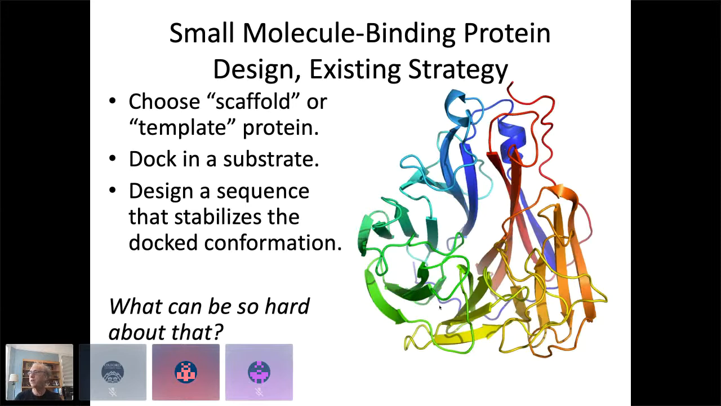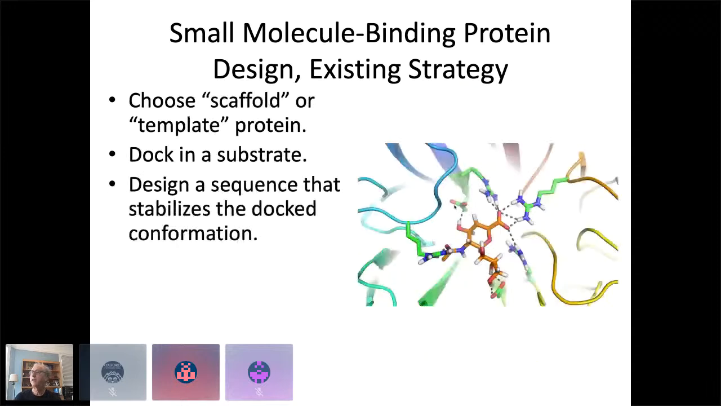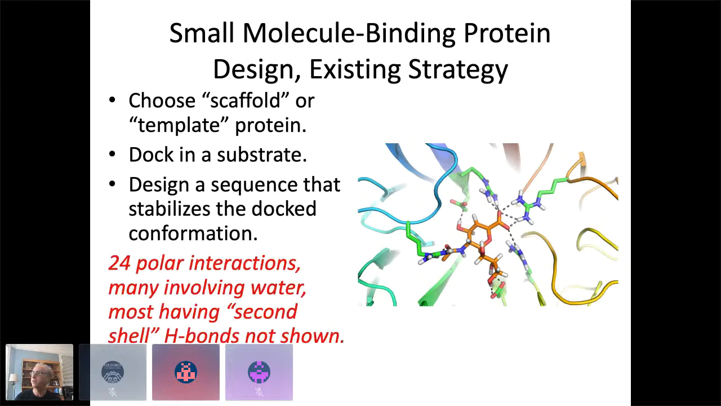So how does one generally go about binding ligands in proteins? Well, you first have to choose a scaffold. Many are in the PDB, and you can make a library of them. And then you just dock a substrate in, and then you design a sequence that stabilizes that, like this. This happens to be neuraminidase, and here's a sialic acid derivative. So what's so hard about that? Well, there are 24 polar interactions, as well as second shell hydrogen bonds not shown in water.